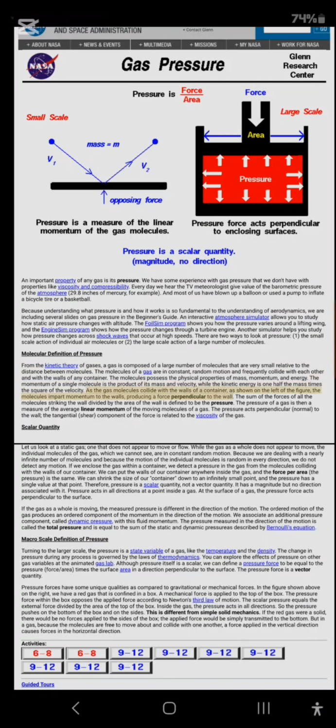As the gas molecules collide with the walls of a container, as shown on the left of the figure, the molecules impart momentum to the walls, producing a force perpendicular to the wall. The sum of the forces of all the molecules striking the wall divided by the area of the wall is defined to be the pressure. The pressure of a gas is then a measure of the average linear momentum of the moving molecules of a gas. The pressure acts perpendicular, normal, to the wall. The tangential, shear, component of the force is related to the viscosity of the gas.